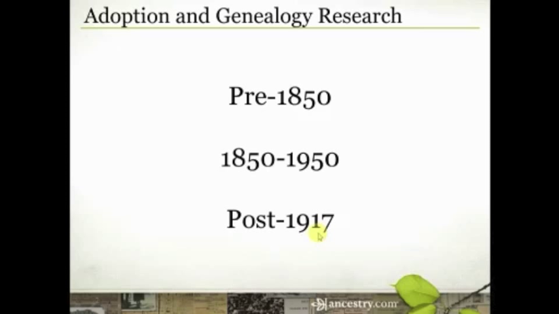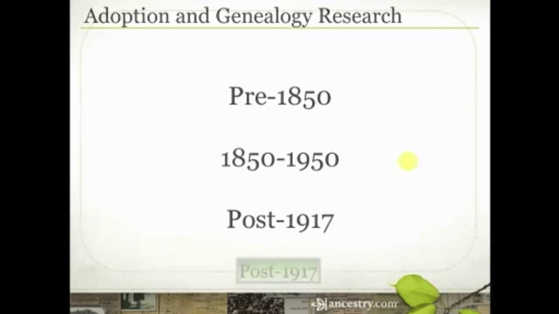And again, that was mostly because of the shame and the secrecy surrounding illegitimacy or children born out of wedlock. And it was mostly about protecting the mother, the birth mother, more than it was about keeping the information from the child. And in most states, those laws still are on the books.